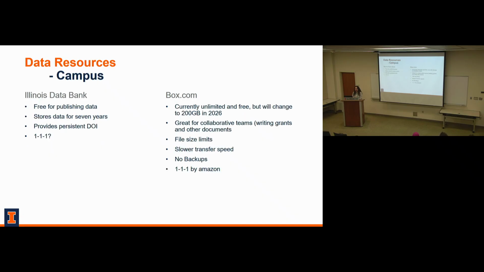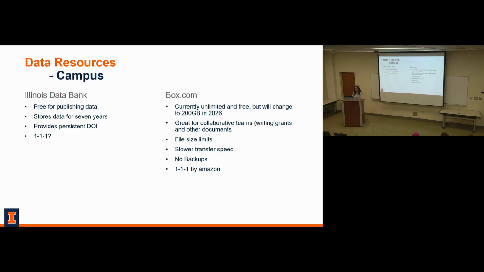And in terms of on-campus resources, we have Illinois Data Bank. It's free for publishing data. It stores data for 7 years. And after you deposit your data to Illinois Data Bank, it has a unique DOI you can use to cite it in your publication. It is a cloud-based storage system, so I assume it's 1-1-1.